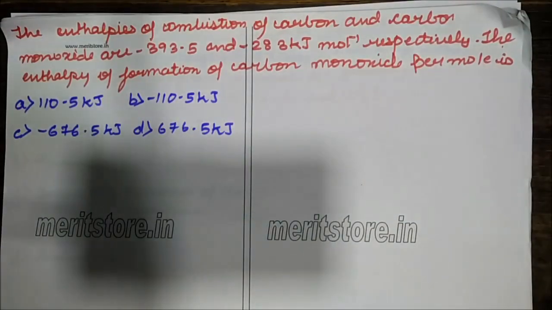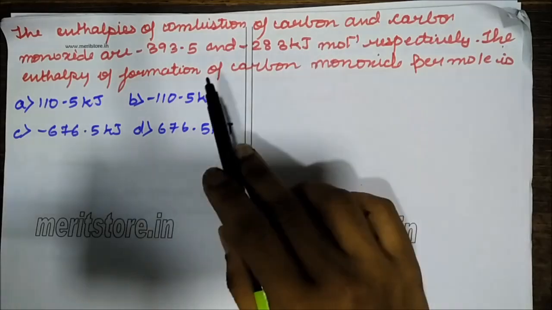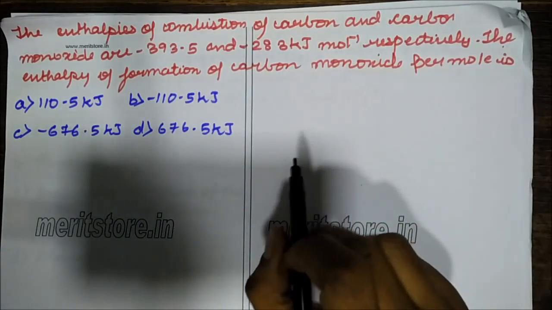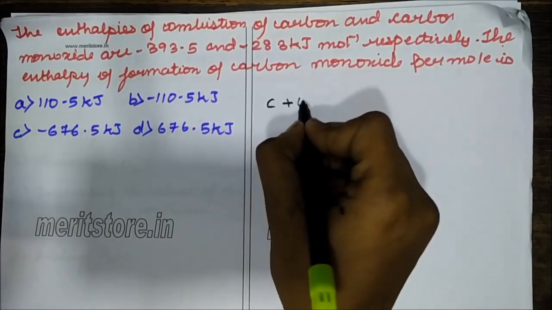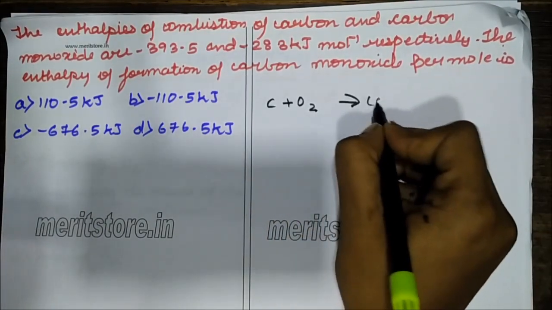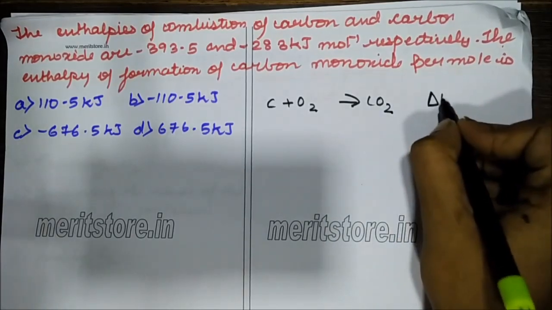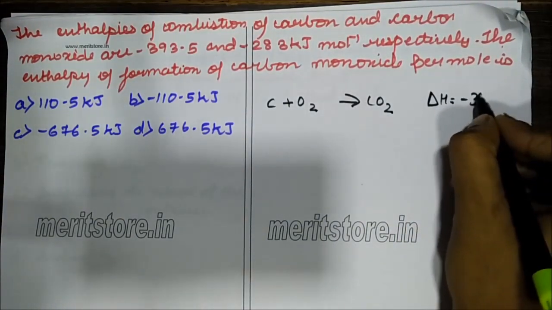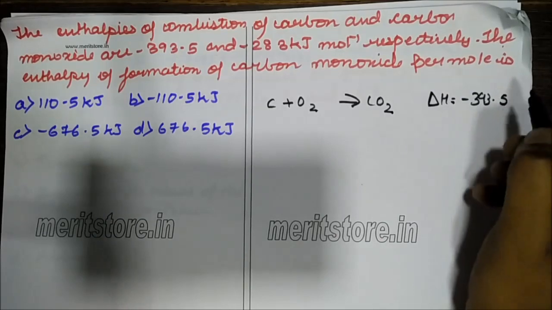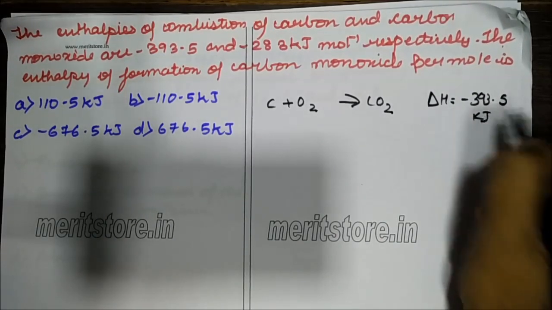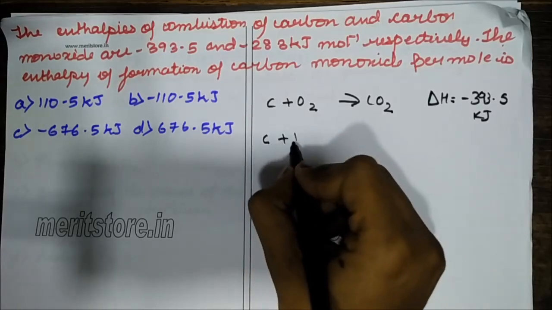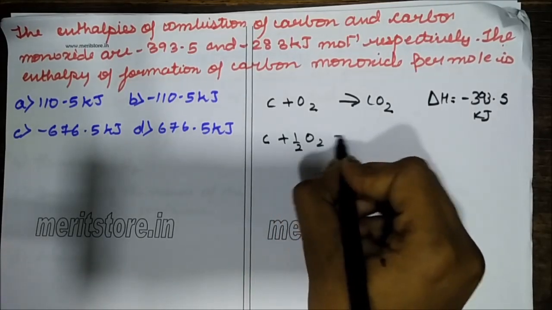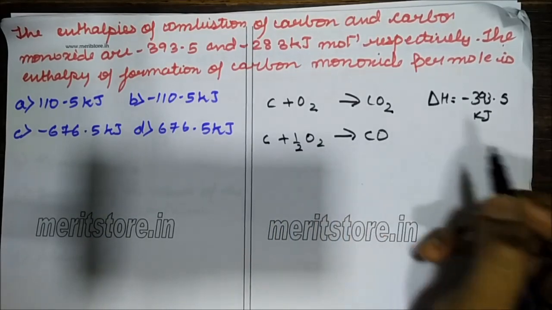Next. The enthalpies of combustion of carbon and carbon monoxide are given to you. Okay, so let's write down the reactions. Combustion of carbon means C plus O2 forming CO2, and the enthalpy change given to us is minus 393.5 kilojoules. And for carbon monoxide, that means C plus half O2 forming CO.